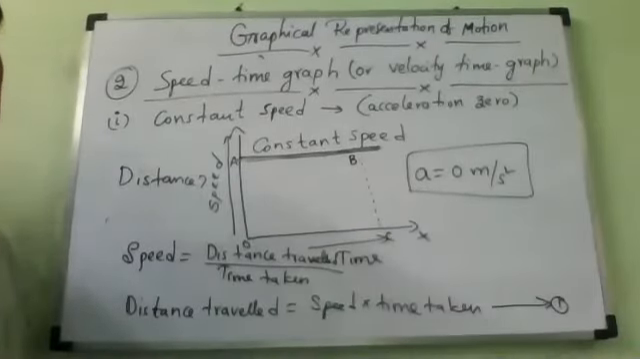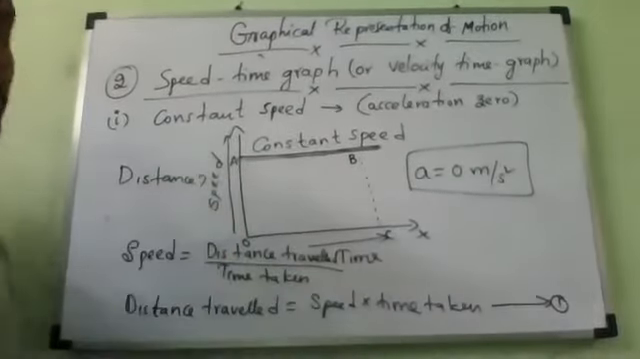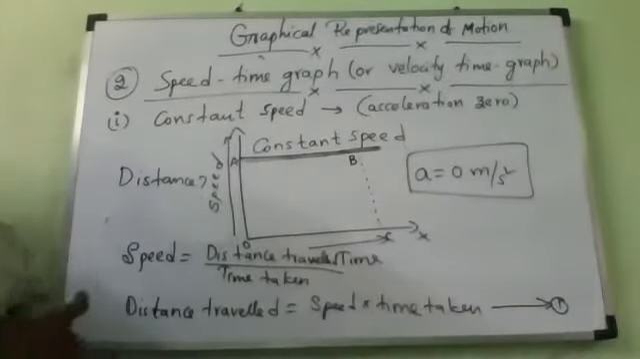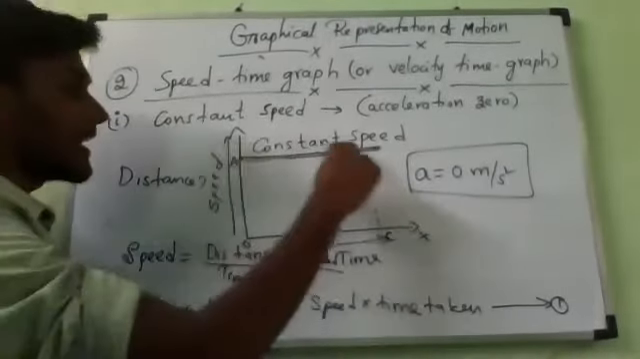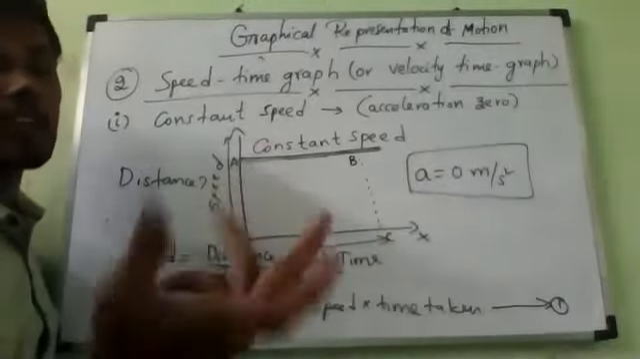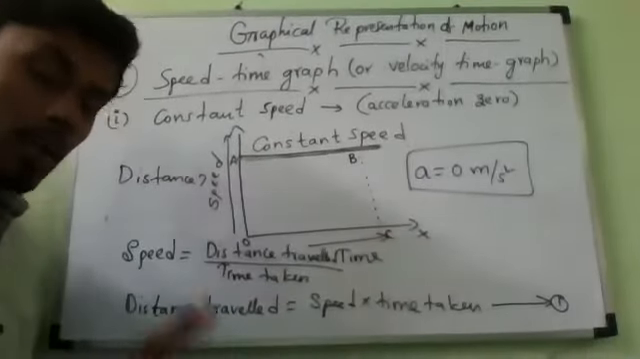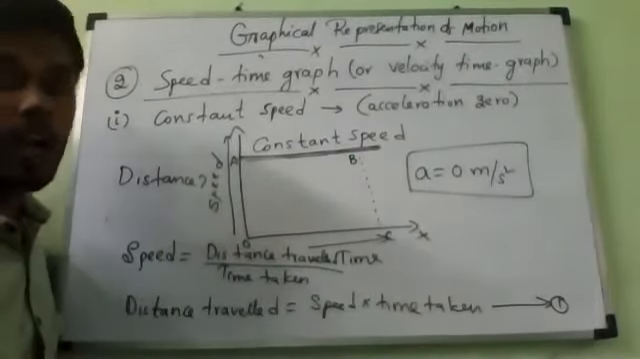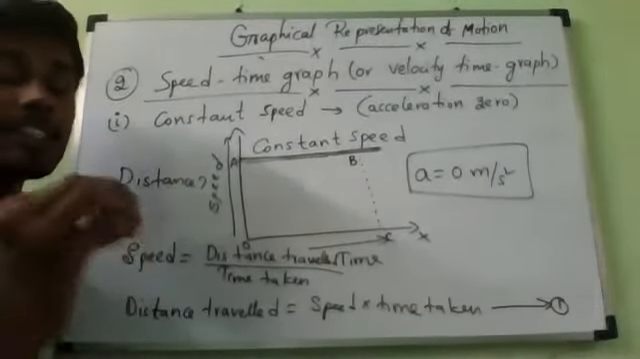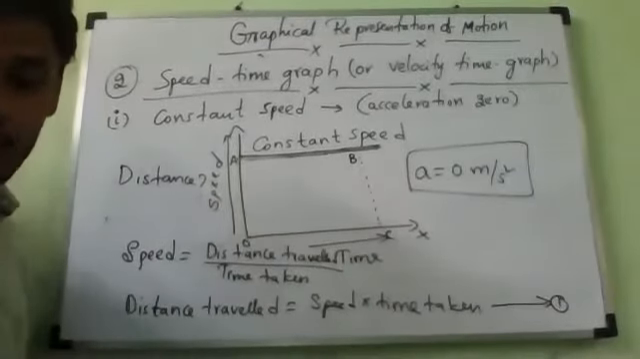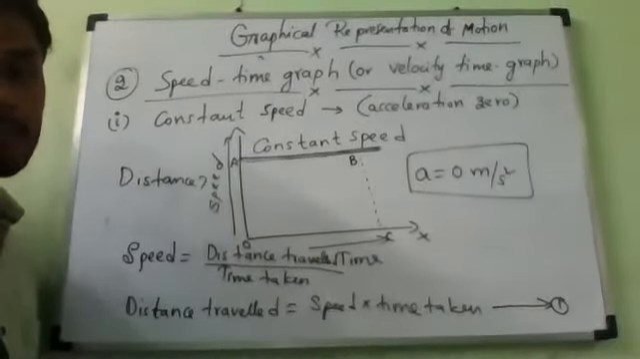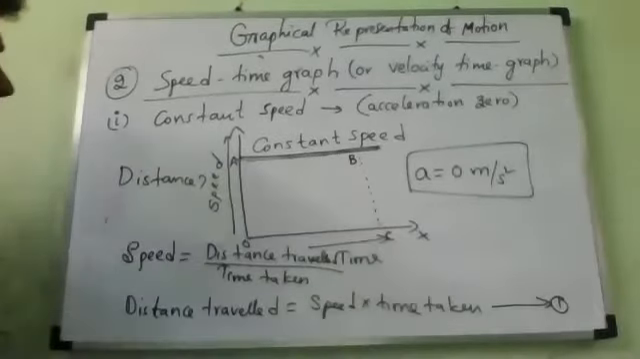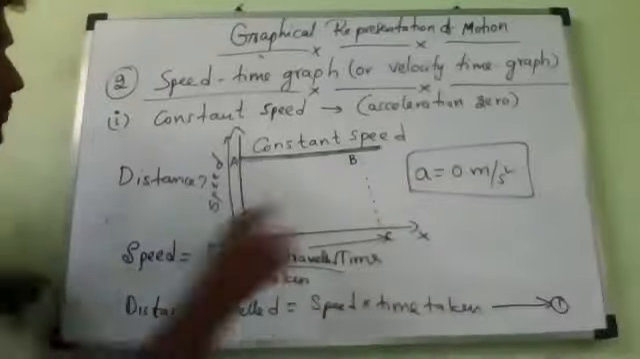Always remember, not that I will prove it now, but for your purpose while solving numericals: if you calculate the area of this shape, it will give you the distance traveled by the body. Shall we find it now? From the previous graph, at point B, what is the speed?